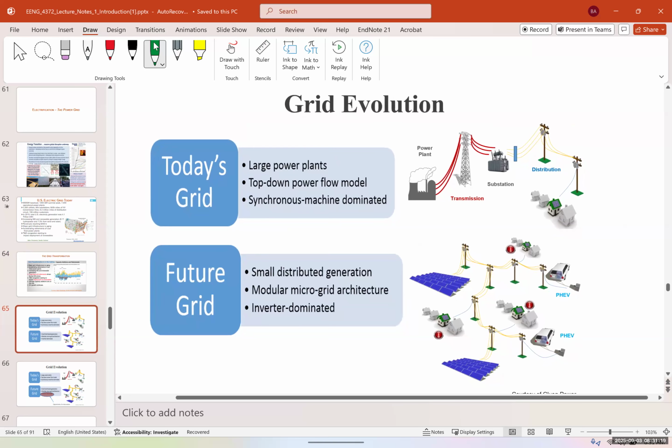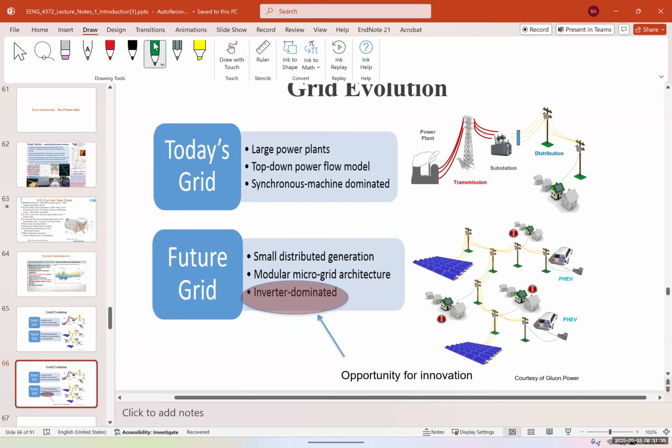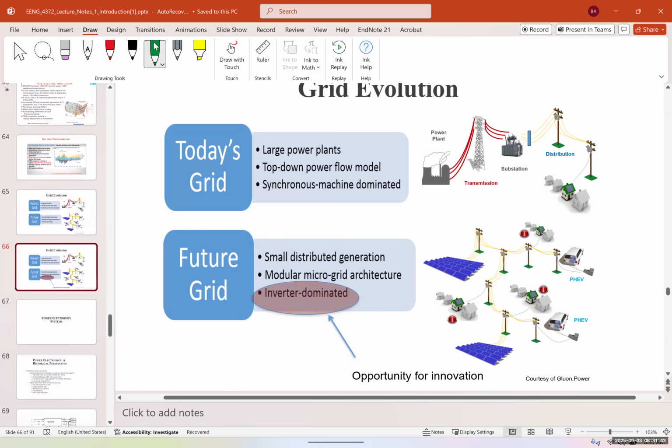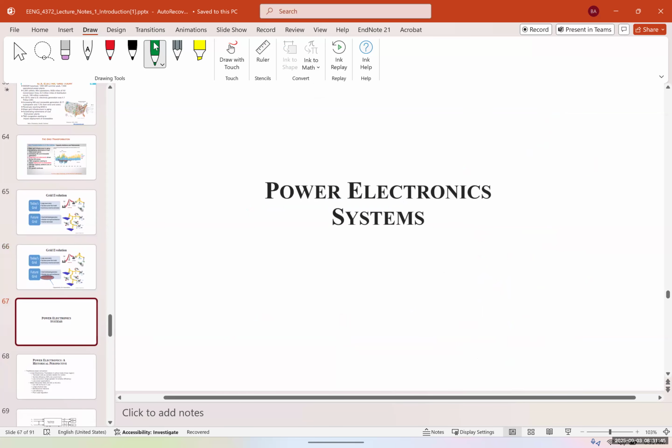So today's and older generation grids were large power plants, top-down power flow models, and synchronous machine dominated. Future grids would be small distributed generations, modular microgrid architecture, and inverter dominated, which is the opportunity for innovation and requires a lot of power electronics.